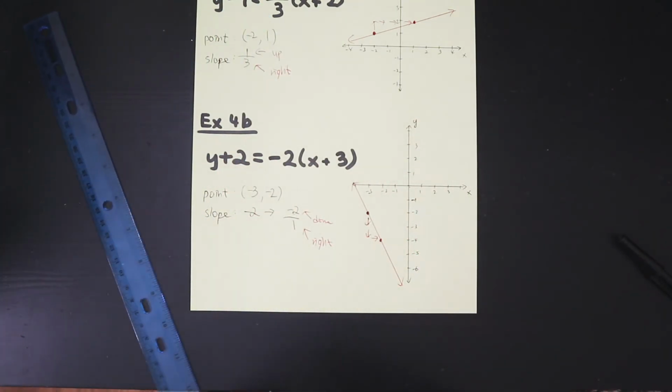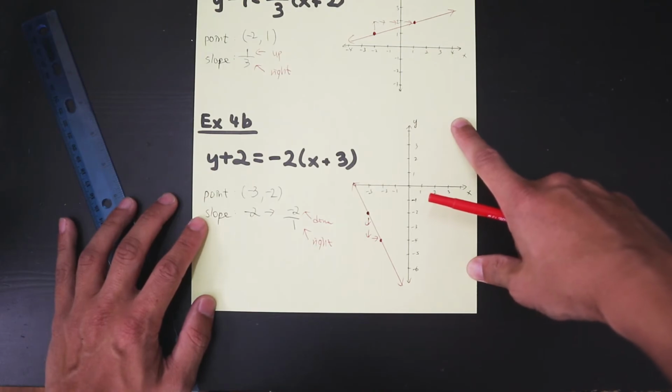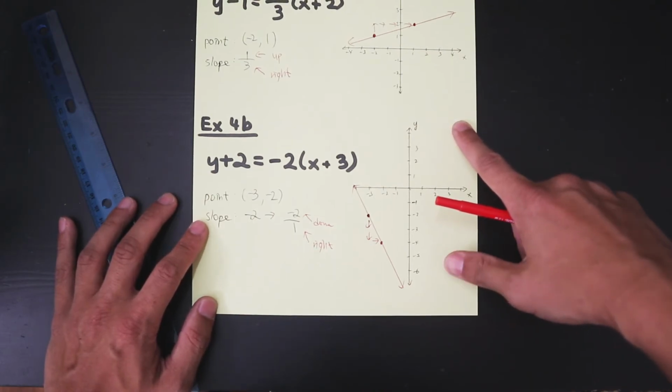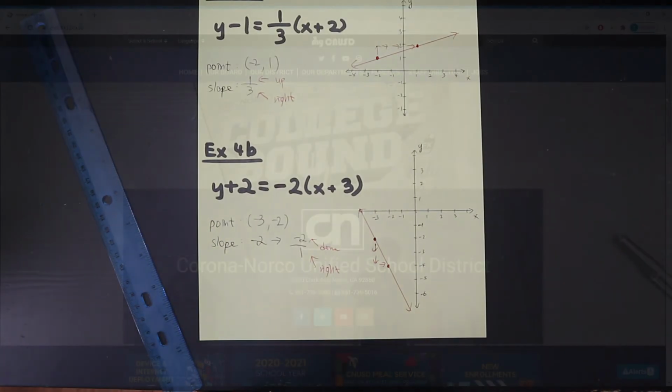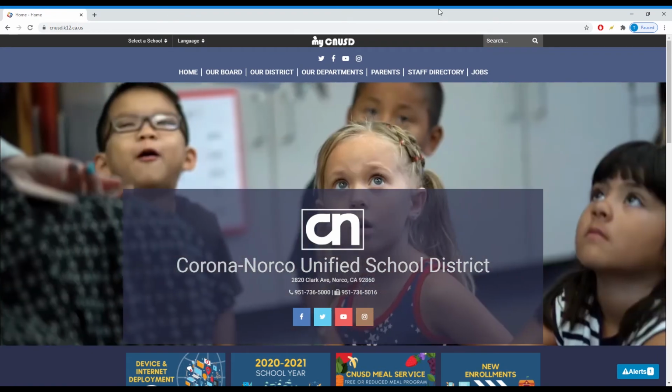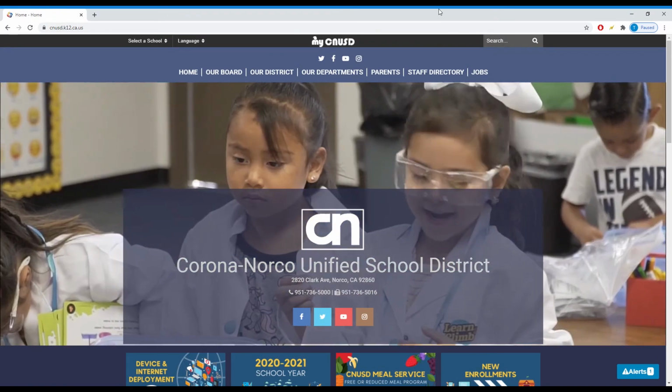Well, that's pretty much it for this lesson. And the next couple minutes will be the instructions of how to get to Pearson's homework for your 2-2 point slope form.